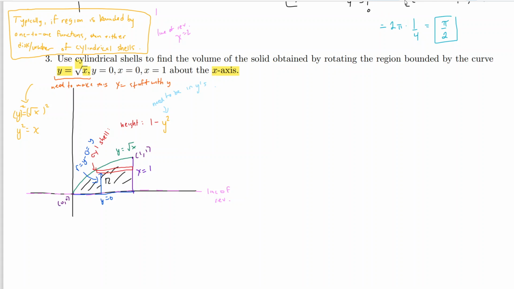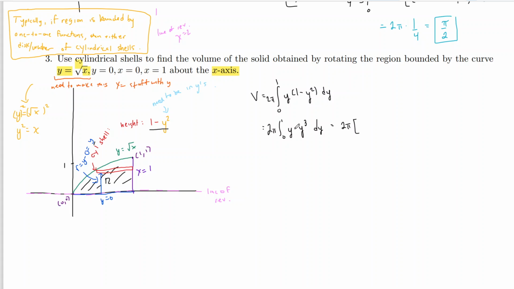Right? But we do have everything we need to set up and actually integrate now, because we have the height, we have the radius, and we also know we're going from y equals 0 to y equals 1. So the volume V here would be the 2 pi out front, integrate 0 to 1, and the radius formula is y, and the height formula is 1 minus y squared dy. So like always, just simplify these things and then you can proceed to integrate. So we can distribute the y through and we get y minus y cubed dy. And now we can integrate each part.